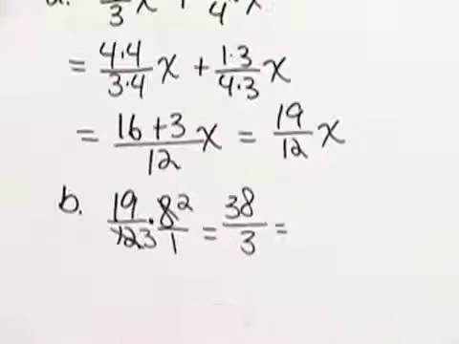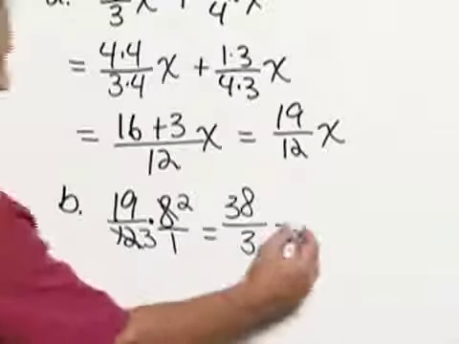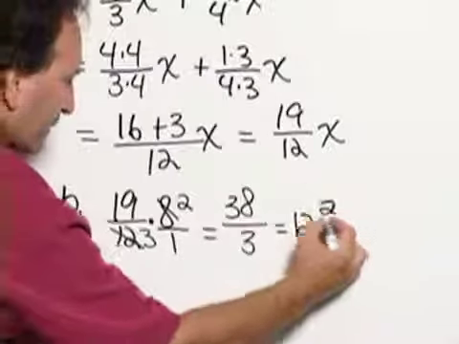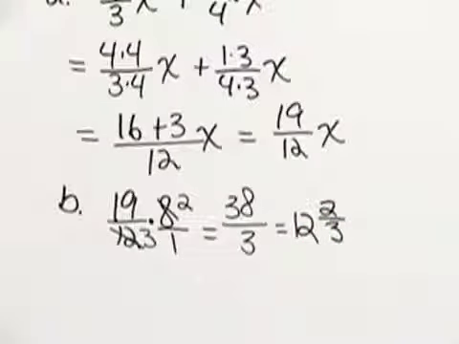We could leave our answer as an improper fraction, but to get a sense of how many acres this is, let's divide this out into a mixed number. 3 goes into 38 12 times, for 36, which leaves a remainder of 2, so it would be 12 2/3 acres that they could mow in an 8-hour day.